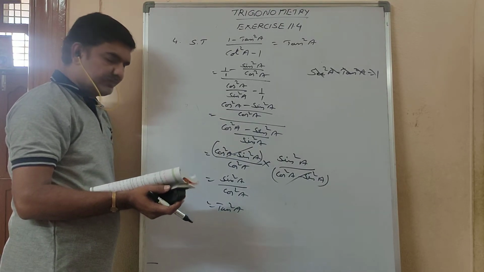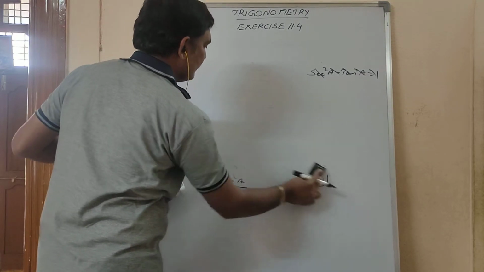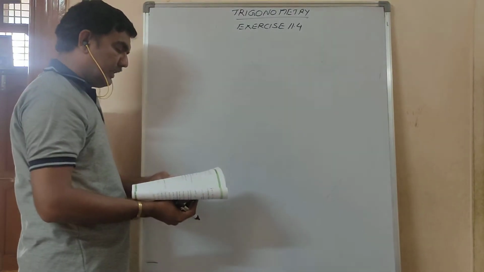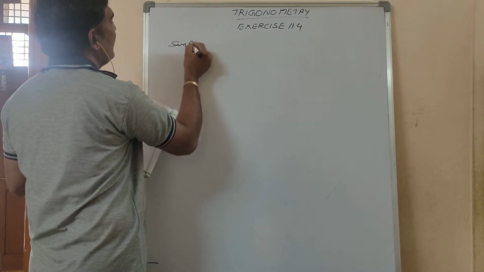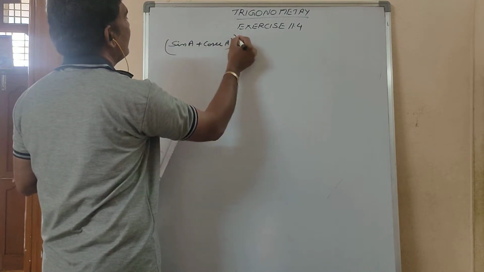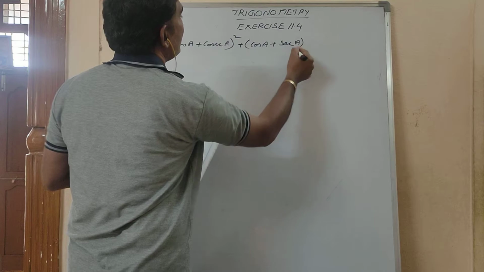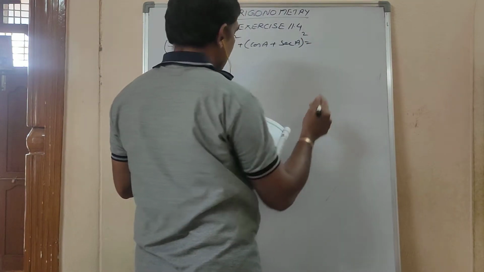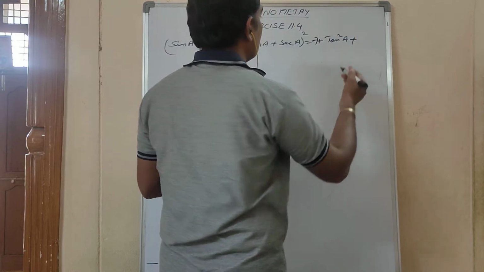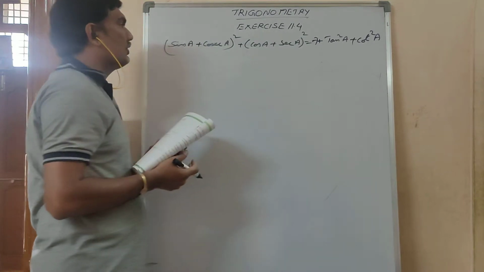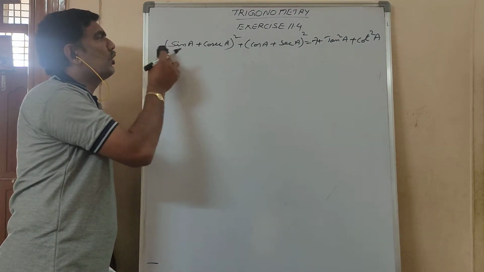Now we will go for the 7th question. The 7th question is: prove that (sin a plus cosecant a) whole square plus (cos A plus secant A) whole square is equal to 7 plus tan square A plus cot square A. These are all essay questions. 100% you will get them in your 10th class annual examinations. First, show that this problem is only show that.